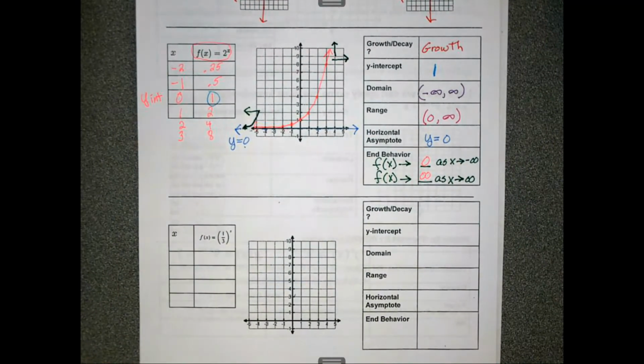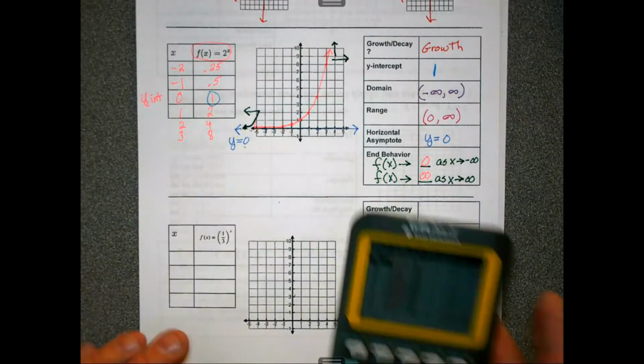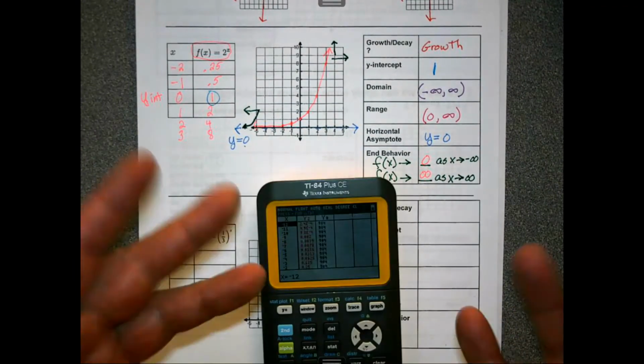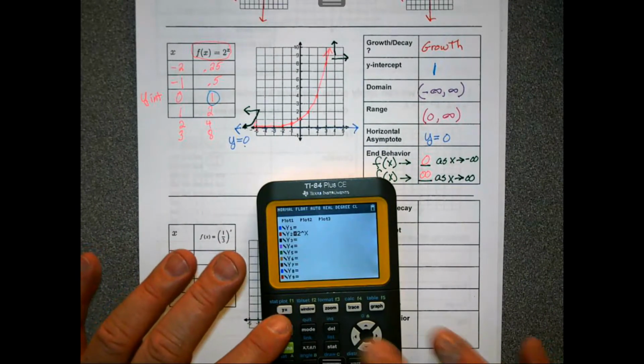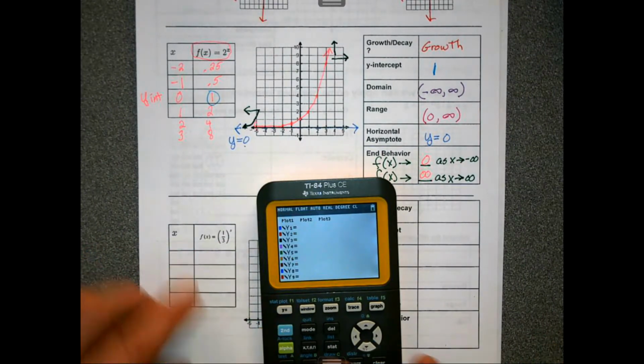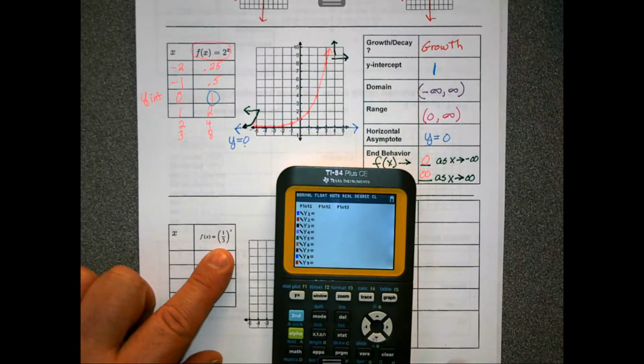Okay, let's do the next one. If we did growth, what do you think this is going to be? Yeah. Okay, so always put fractions in parentheses. 1 divided by 3, raised to the x. Graph it. And there it is. Decay.